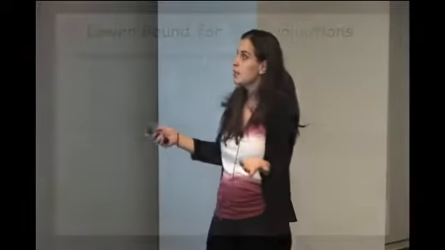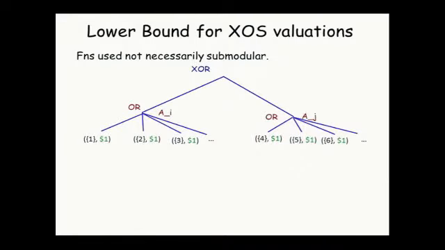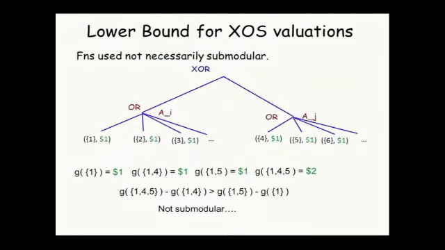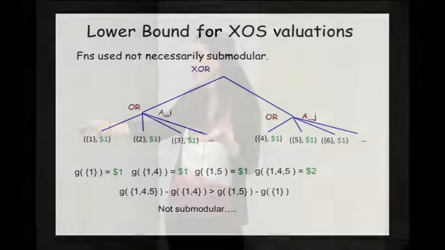And one can easily see that just by considering, say, a function in our family that is specified by two sets A_i and A_j. Without loss of generality, we can assume that items 1 to 3 only belong to A_i, while items 4, 5, 6 only belong to A_j, and then just by the definition of an XOS function, we get that g of {1} is 1, g of {1,4} is 1, g of {1,5} is 1, and g of {1,4,5} is 2. And so we get that the marginal value of 5 given {1,4} is greater than the marginal value of 5 given {1}, and so this is not submodular.